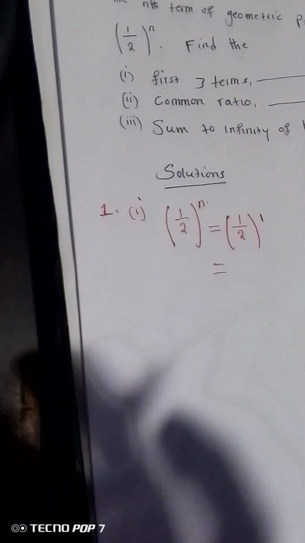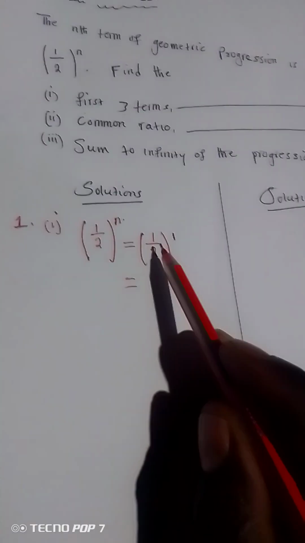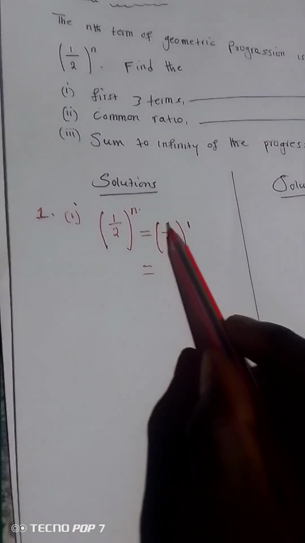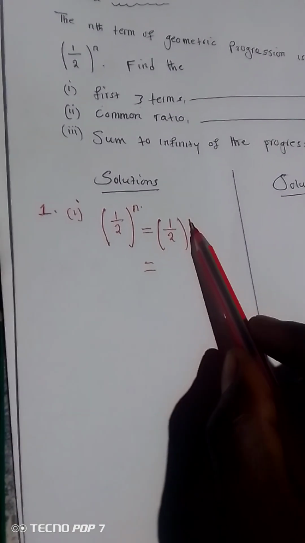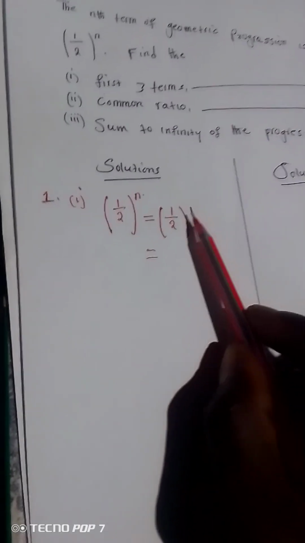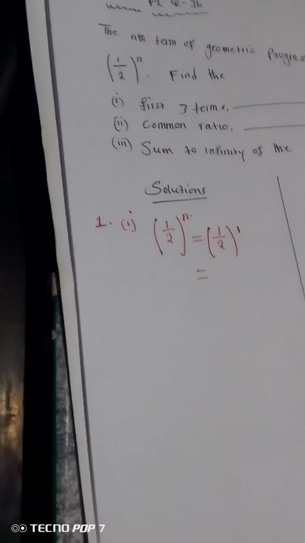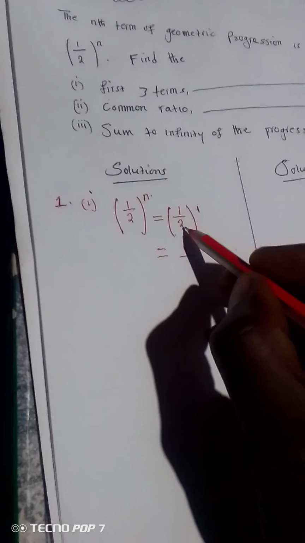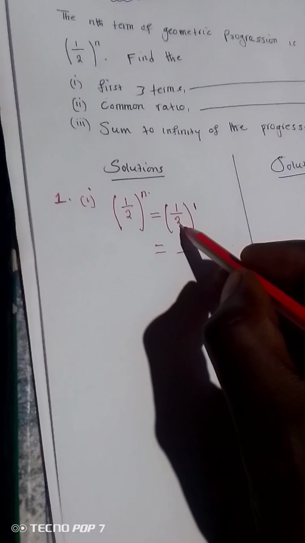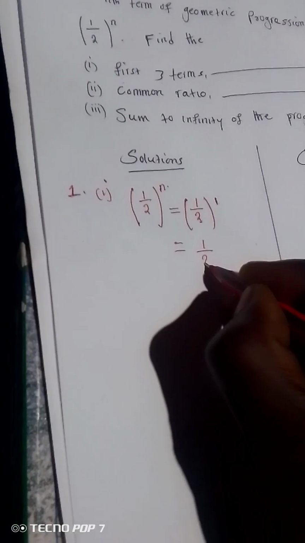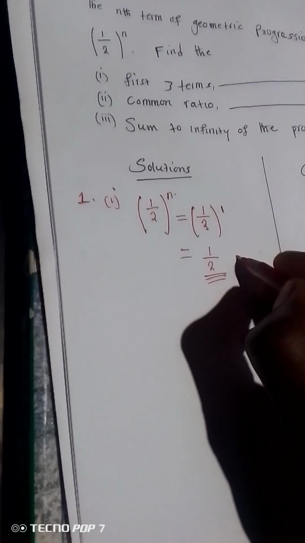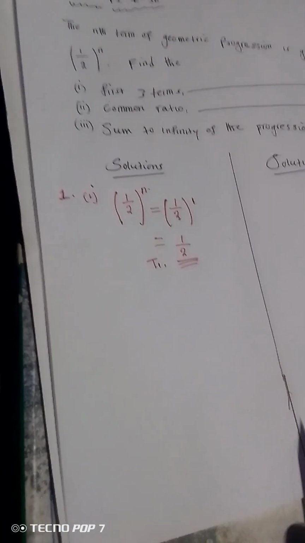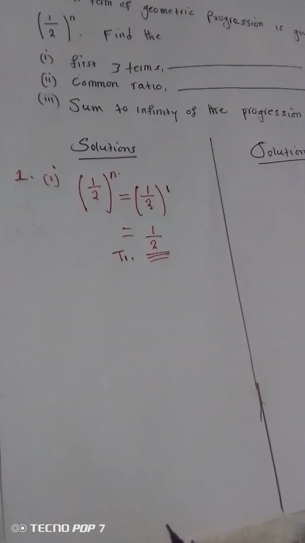So this thing you are seeing here means everything in the bracket must be to the power 1. So 1 to the power 1, we will just get a 1. The same applies to the 2: 2 to the power 1, we get a 2. So this is the solution. This is our first term. You see, guys, very simple.